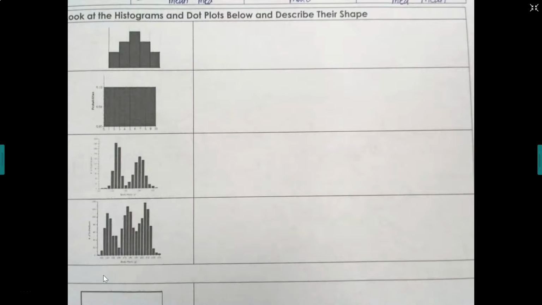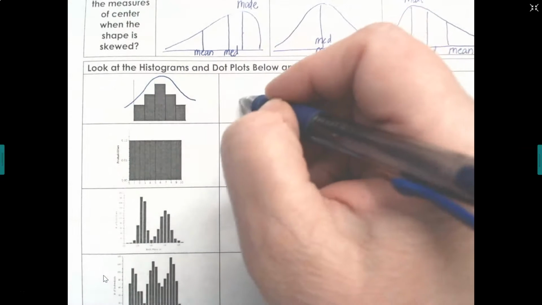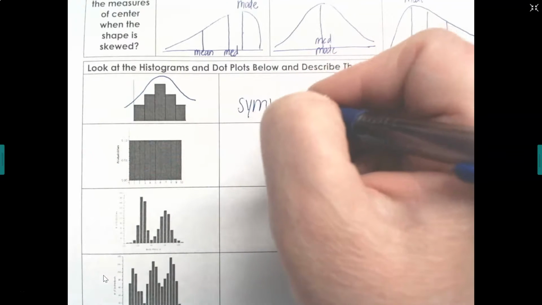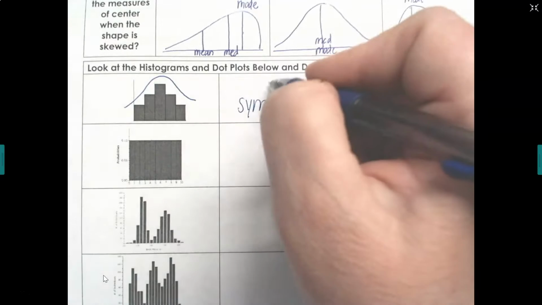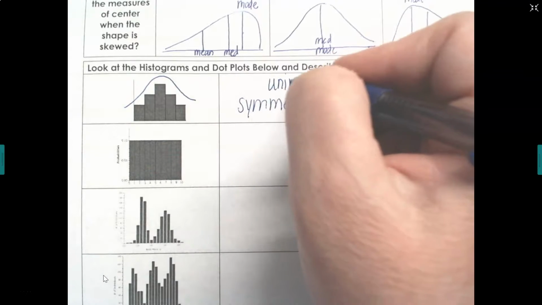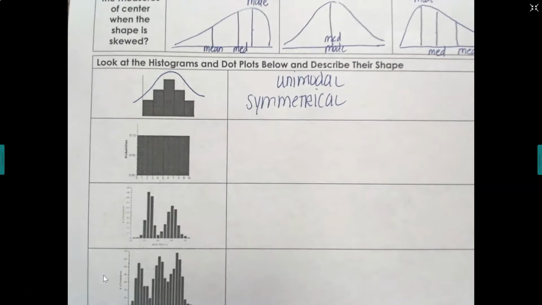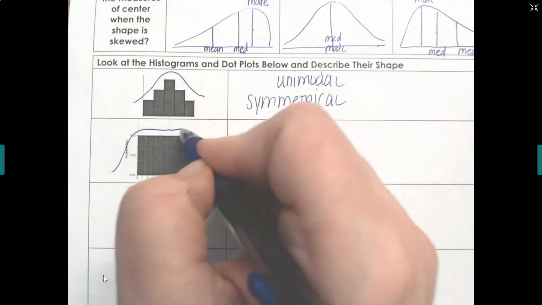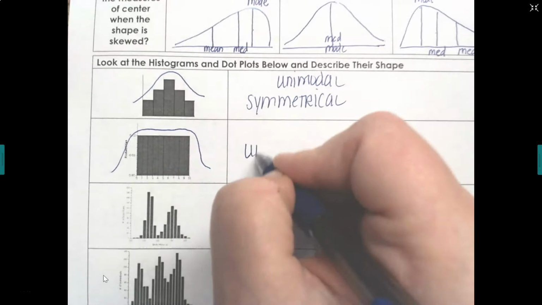So let's do just a quick little practice here of the shapes. I always like to envision a blanket going over them. So this is symmetrical. I would even say it's unimodal, to give a little more information. If I threw a blanket over this one, it's all flat on top. That guy is uniform.